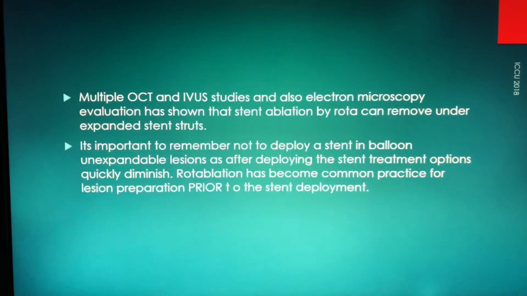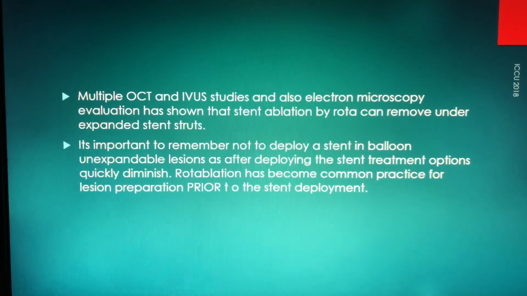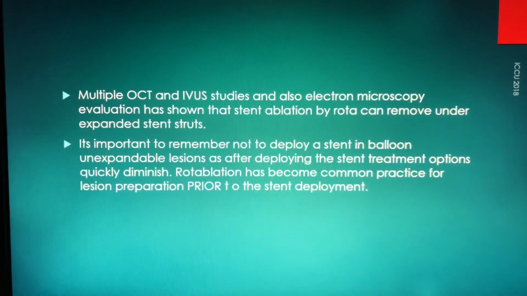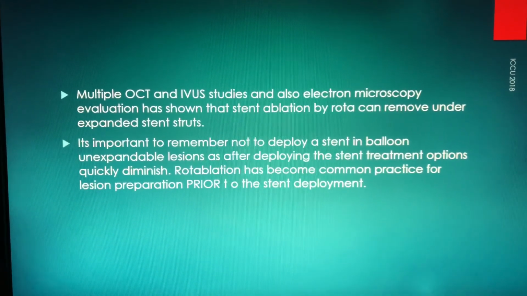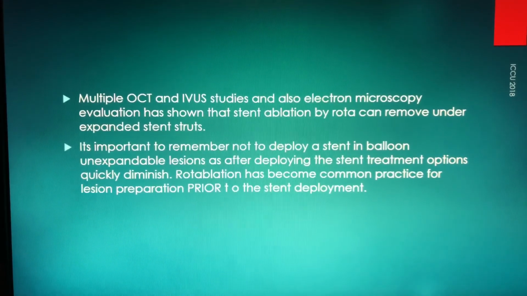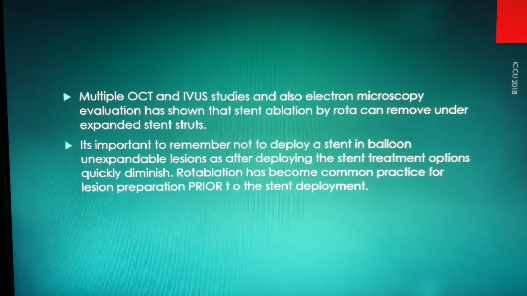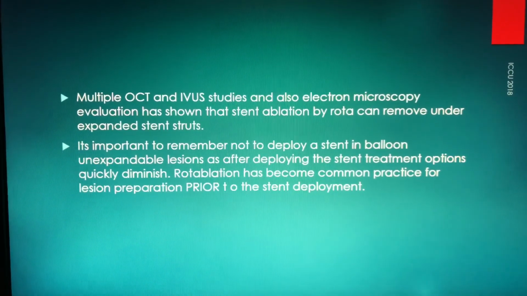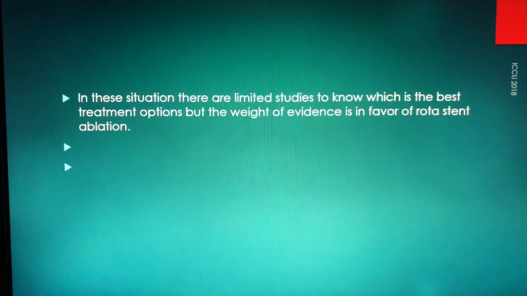Multiple OCT and IVUS studies and also electron microscopic evaluation have shown that stent ablation by rota can remove underexpanded stent struts. And it's important to remember not to deploy a stent in a balloon-unexpandable lesion, as after deploying the stent, treatment options quickly diminish. Rota ablation has become common practice for lesion preparation prior to stent deployment, but after that, as I told before, the first and best and safest option is shockwave therapy, which is not available everywhere. The other option is laser treatment, which is also unavailable in many countries. And finally, the stent rota ablation.